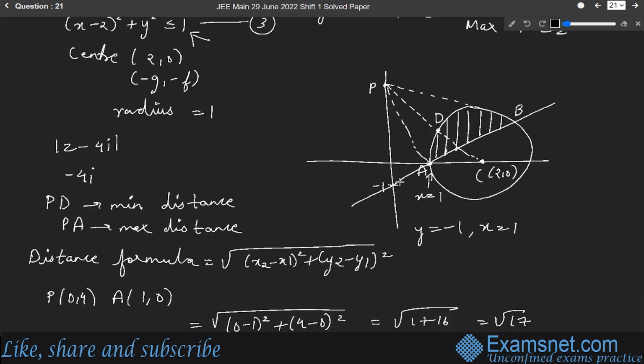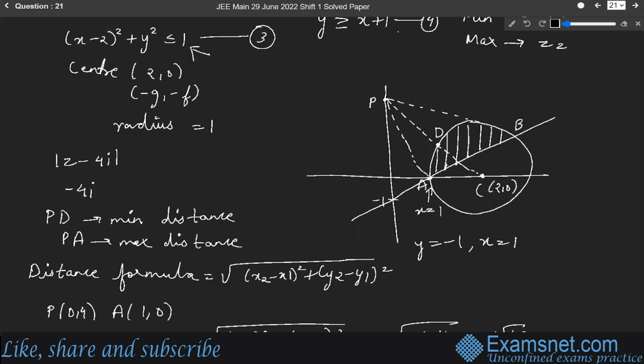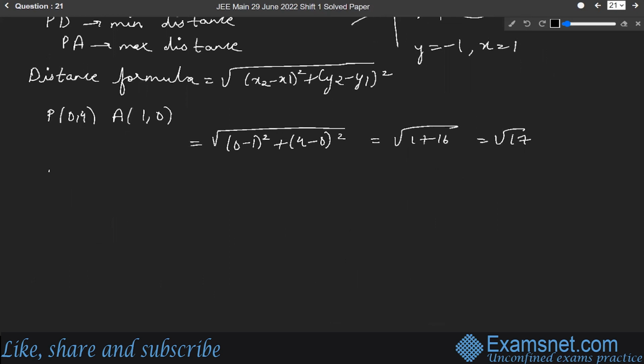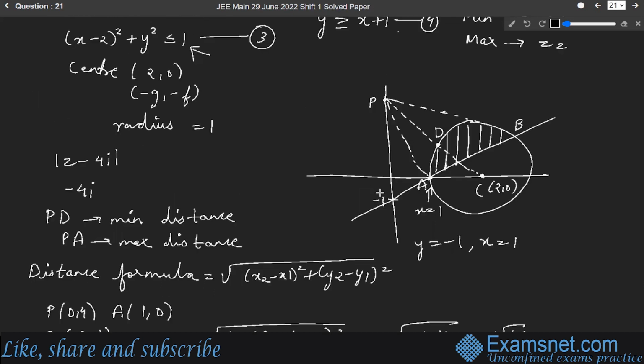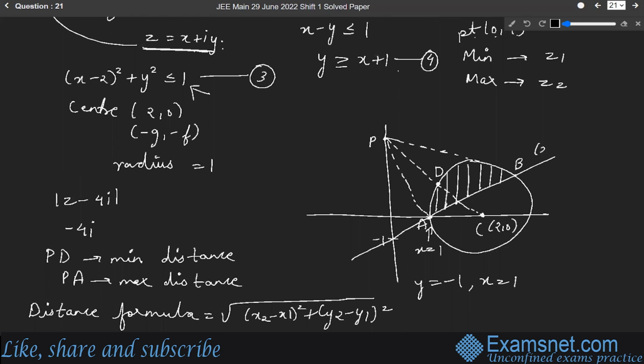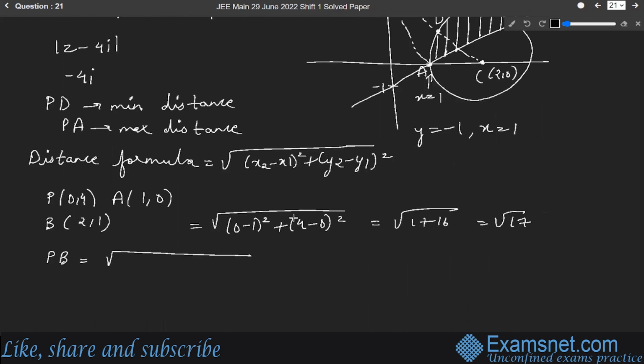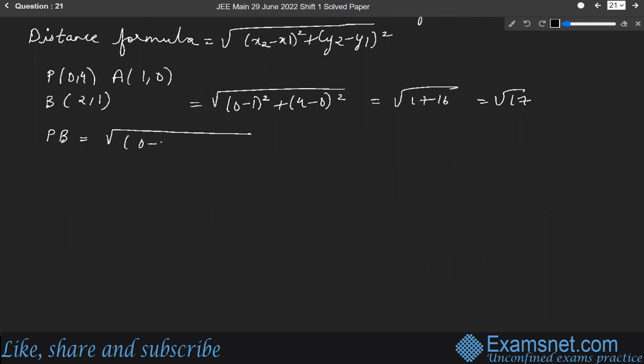Now you can see that PA is a tangent. Okay. So PB is also a tangent here. So let us find the value of PB. Okay. So what will be P and B? PB will be again by using the distance formula, the square root of (x2 minus x1) squared plus (y2 minus y1) squared. What is P? P is (0, 4) and B is (2, 1). All right. We already know the point B, which is (2, 1). Now let us find PB. (0 minus 2) squared plus (4 minus 1) squared. So it will be the square root of 4 plus 9, which is equal to the square root of 13.